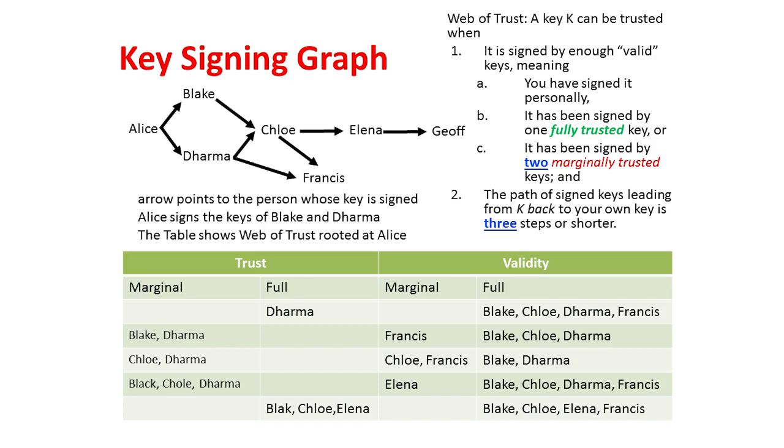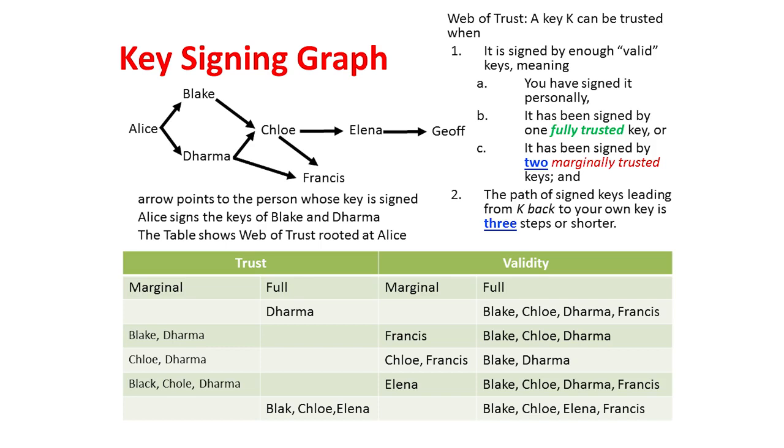The table summarizes the potential valid key results row by row, based on Alice's trust in other keys. Since Alice signed the keys of Blake and Dahmer, their keys are always valid. The validity of other keys, however, depends on the trust levels that can be influenced. Case 1, or row number 1, Alice trusts Dahmer fully, which implies Chloe's and Francis' keys will be considered to be valid.